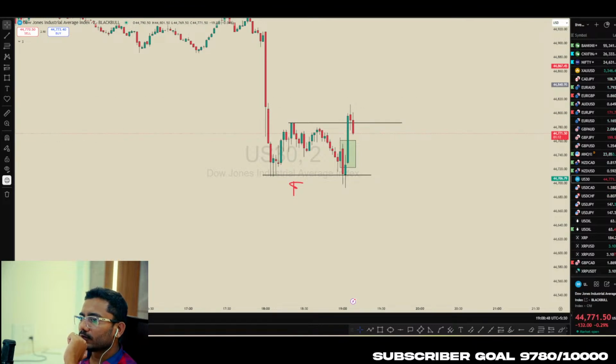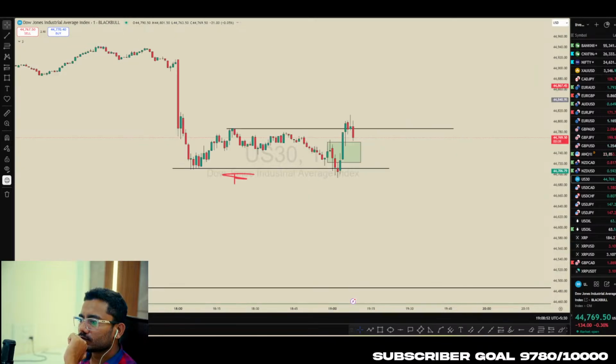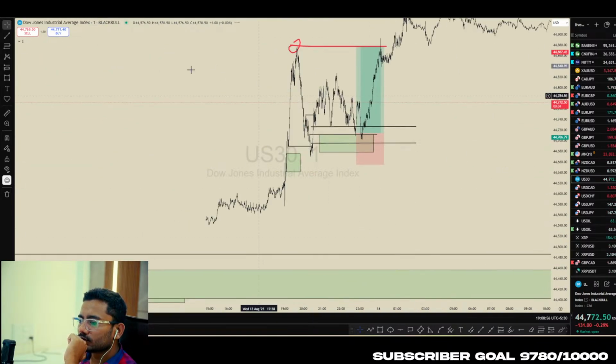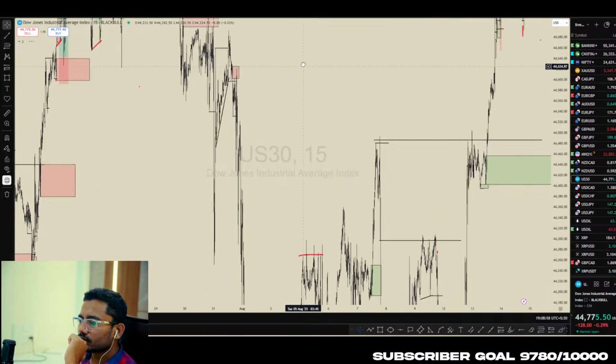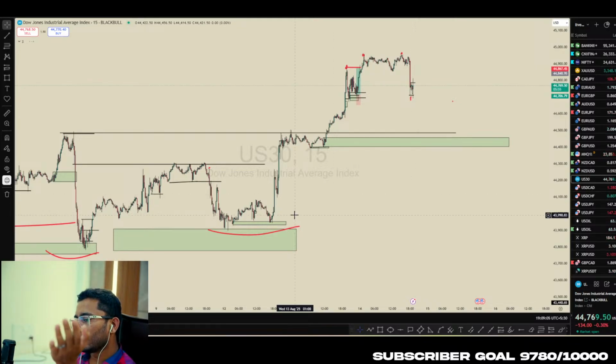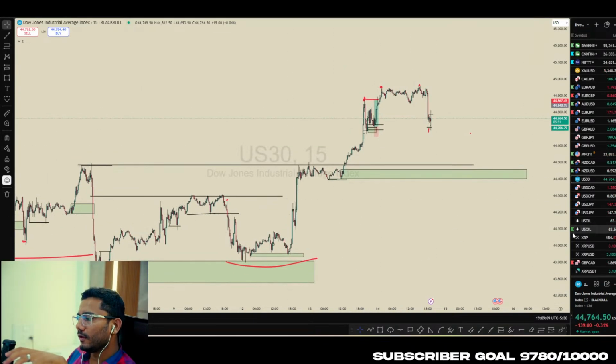Yeah, gold is best. I can agree. US30 has the best moves compared to gold. It's in one direction only, but it's very hard to get entry in US30.